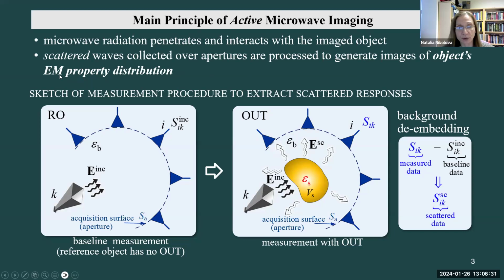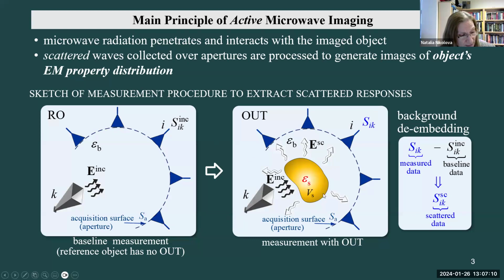the object's electromagnetic property distribution. Just like with Larson and Jacobi, typically the measurement of an object is a two-stage procedure. First, we perform a measurement in the absence of the object. You can view this as a calibration measurement. Typically, it is referred to as baseline measurement. And that is because in such a measurement, in the absence of the object under test, there are responses. These responses, say S-parameters, are referred to as incident field responses.